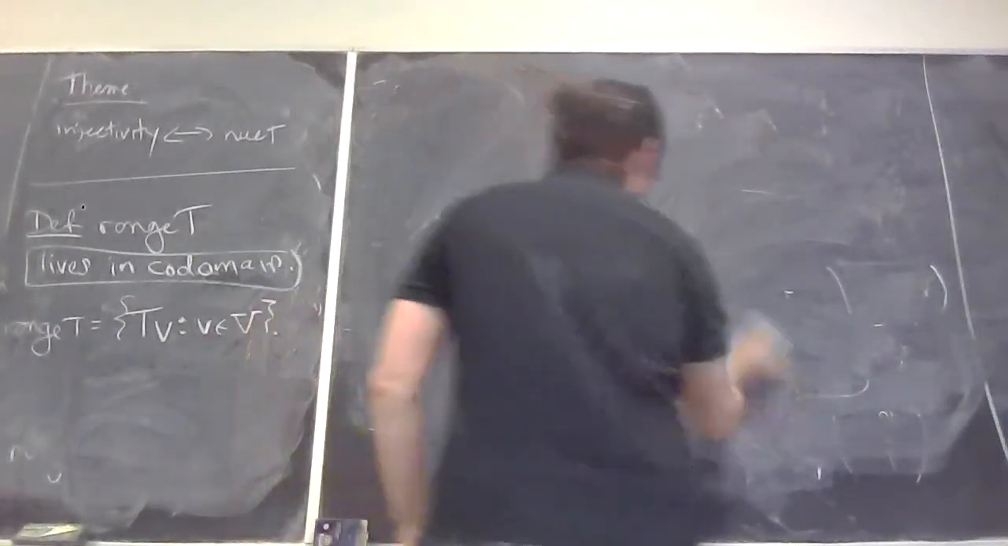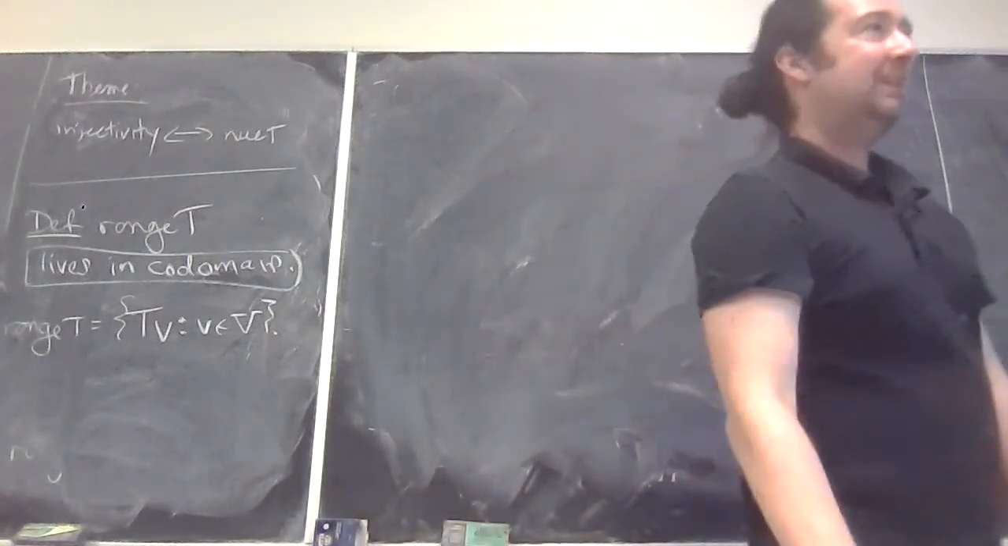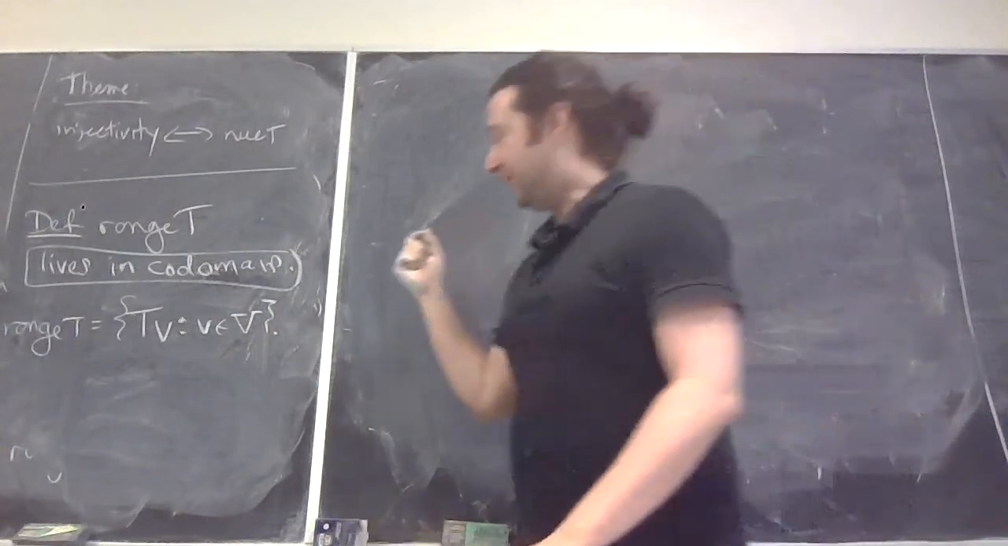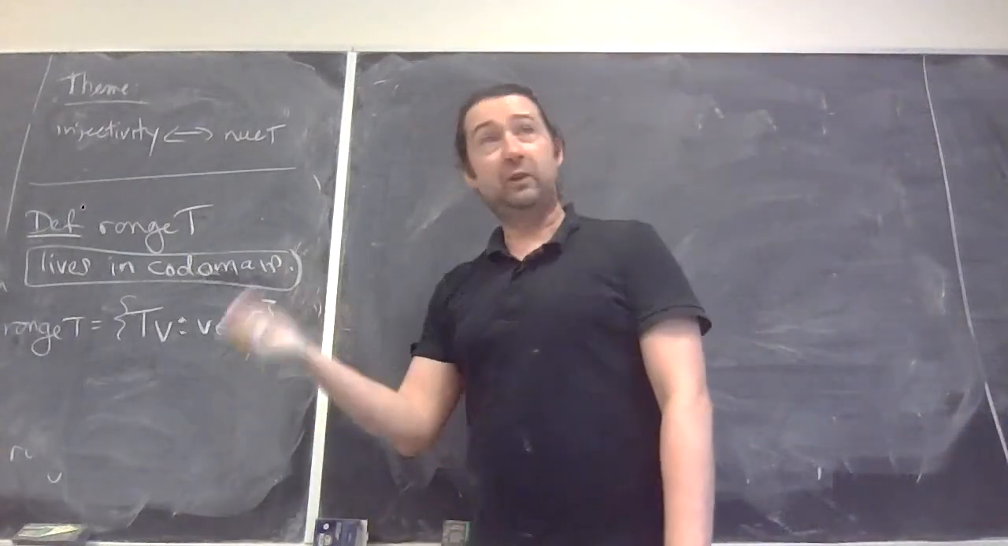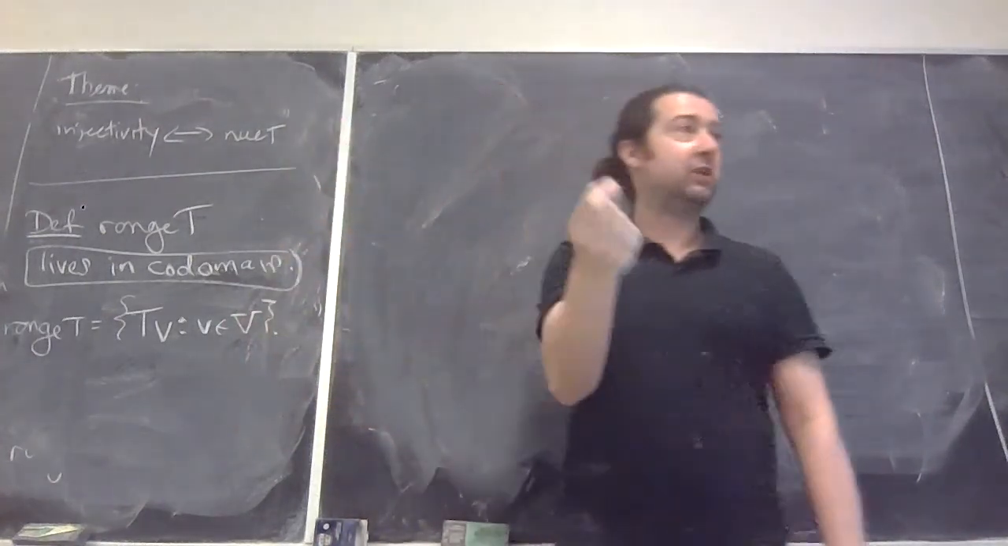Any guesses as to what functional quality the range is going to be attached to? Surjectivity, that's right, that's where we're going with this. So the null space is attached to one-to-oneness, and then range is going to turn out to attach to onto-ness or surjectivity.